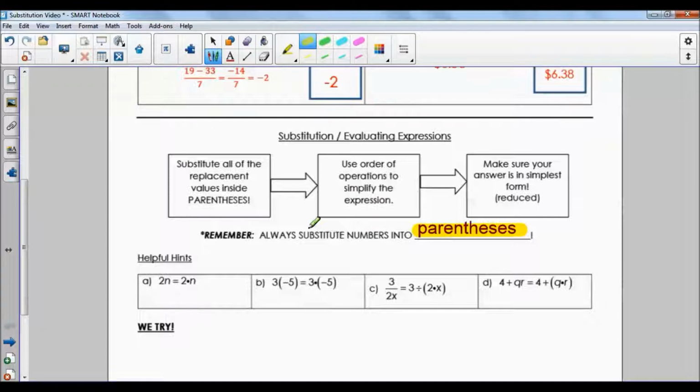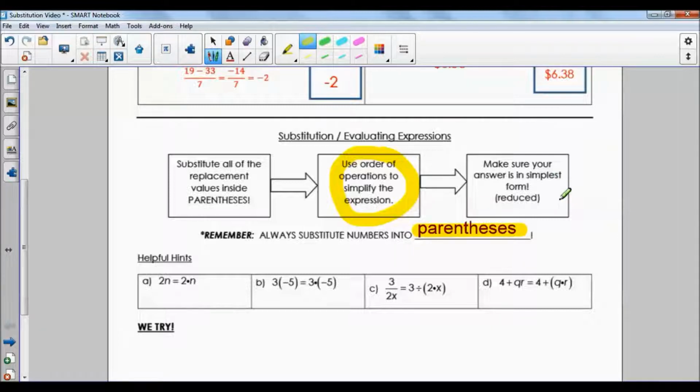Once we've done that, we're just going to use order of operations. It's the same thing we were doing yesterday, we're just doing one step before it. And then also make sure your answer is in its simplest form, or reduced if it's a fraction.